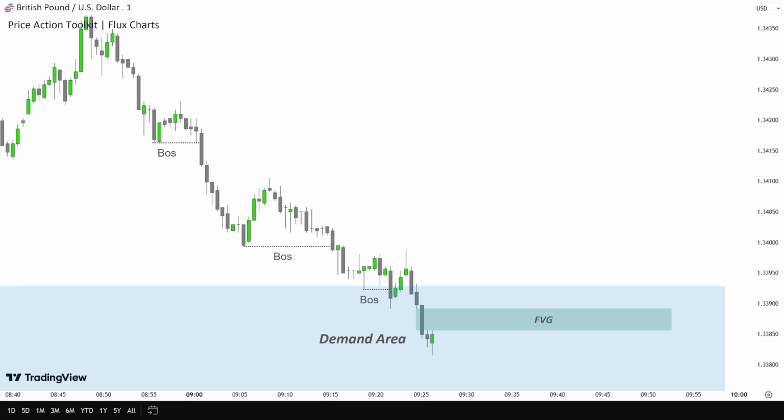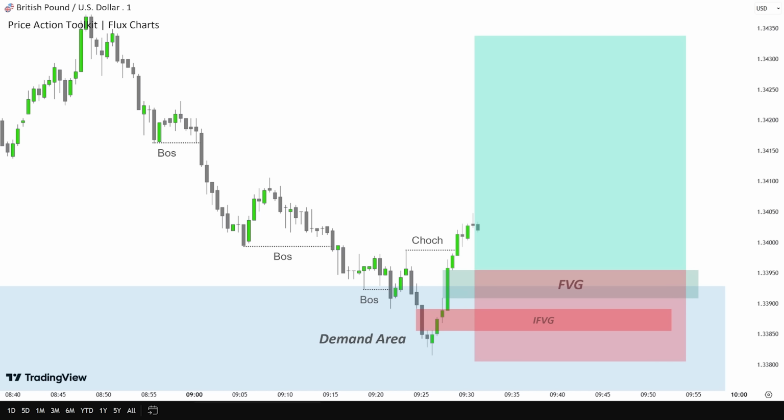However, if the price breaks below the demand zone, we take no trade. As we move forward, we can see a clear change of character. We also have an inversion fair value gap and a new bullish gap forming. This is exactly the type of reversal signal we were waiting for. We can place our entry at the start of the zone and set our stop loss below it. Our target is the higher timeframe supply ahead of price.